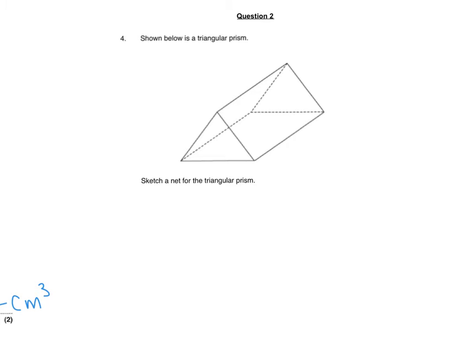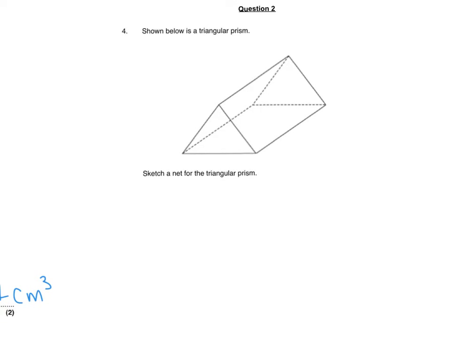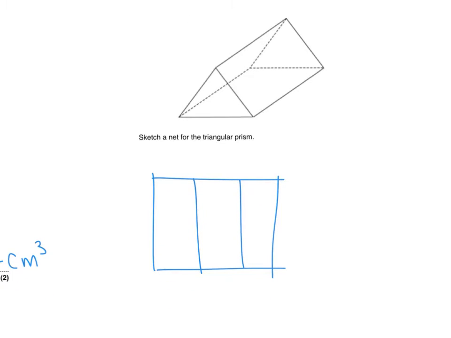Shown below is a triangular prism. Sketch a net. So here you are. There's 3 rectangles, and as long as you have a triangle on top and one at the bottom, it doesn't matter where they are. You could have drawn your triangle there or there. It doesn't matter which way. I've just decided to do it in the middle.